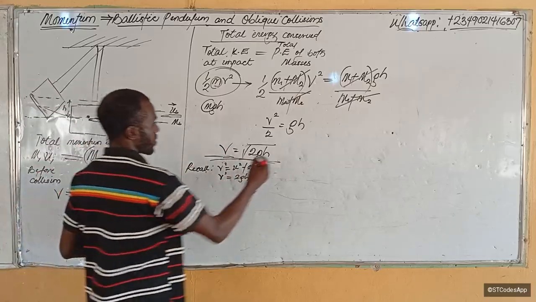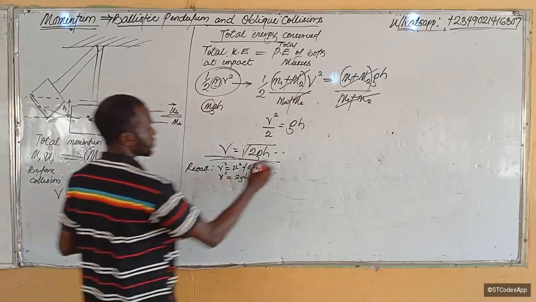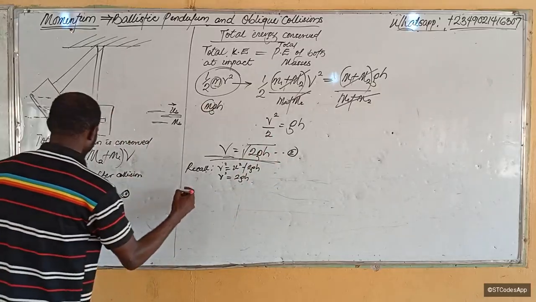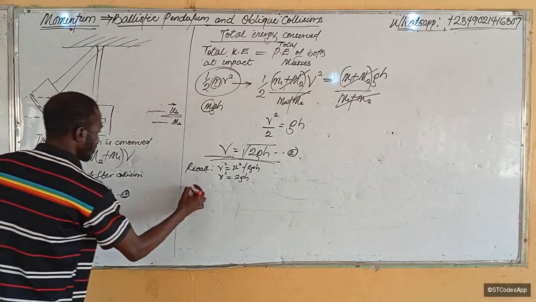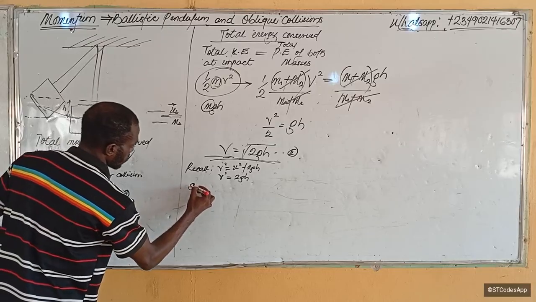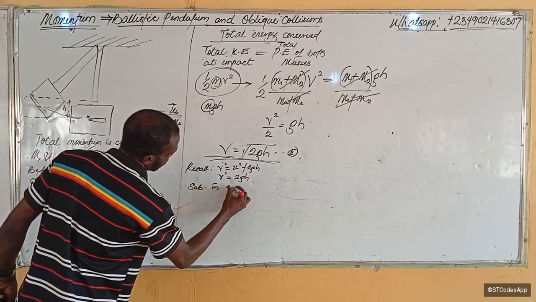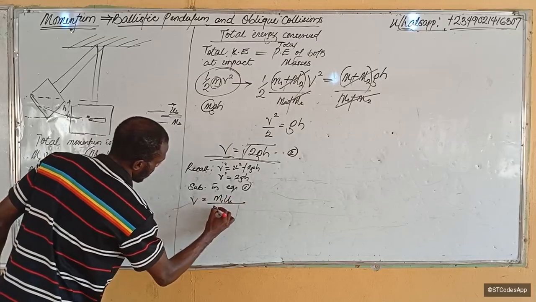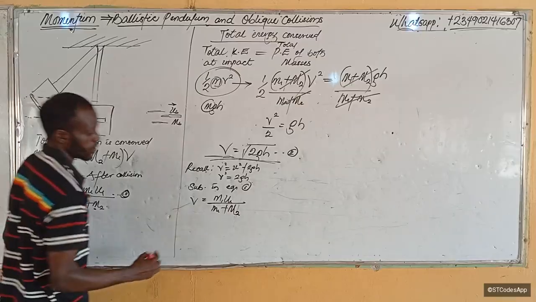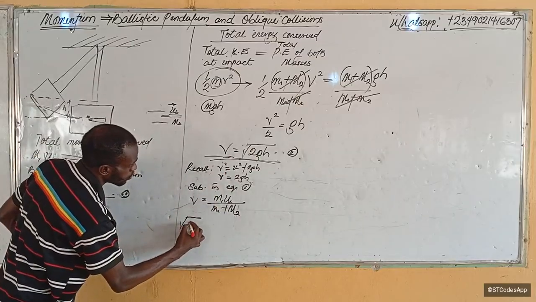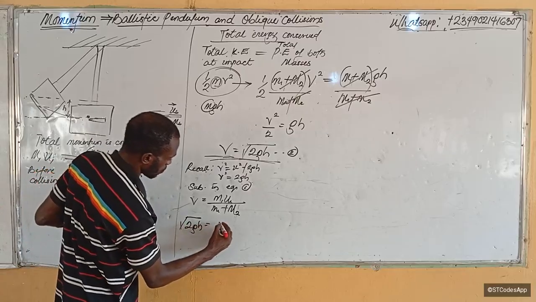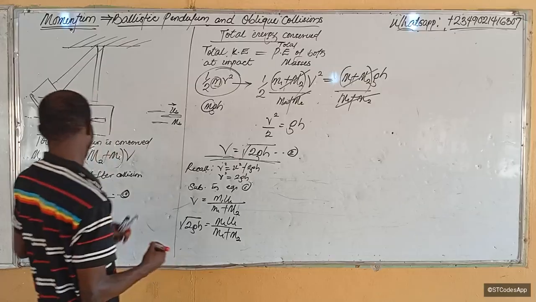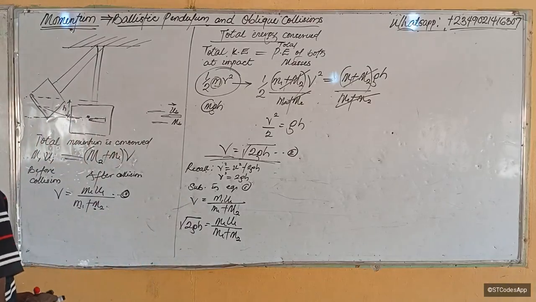Now, but that is the case for this. By the time we plug this, if this was equation 1 and this is equation 2, if we want to plug this into this new equation, then we are saying that V, which is square root, substitute in equation 1. Equation 1 says that V equals m1 u1 over m1 plus m2. Now what is V? V is now the square root of 2gh equal to m1 u1 over m1 plus m2. Okay?